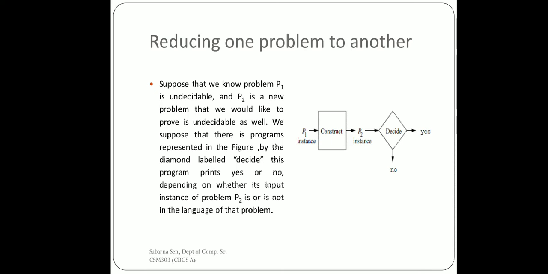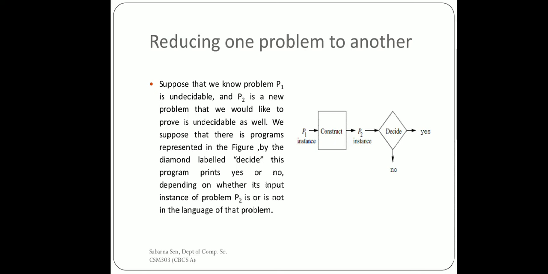Say we have one problem which we have already proved to be undecidable. Now if we can map the new problem we are working on to the previous problem, which we have already proved to be undecidable, then we can conclude that the new one is undecidable as well. Since we can map this problem to the previous problem, which is already an undecidable problem, we can easily conclude that this is also undecidable.